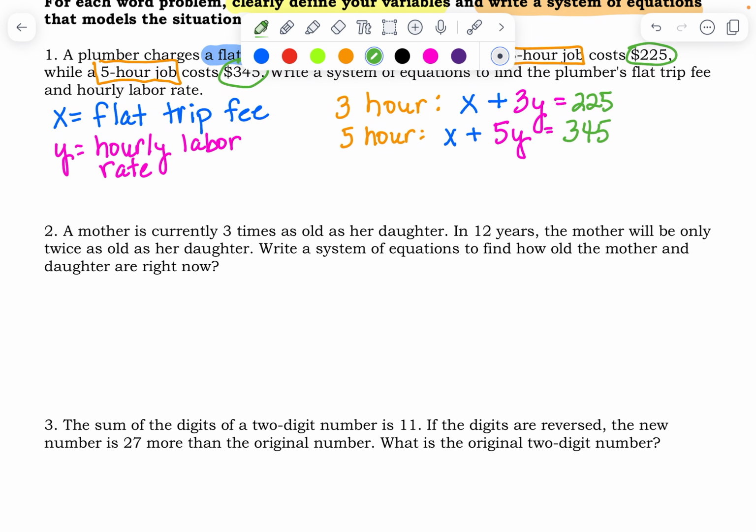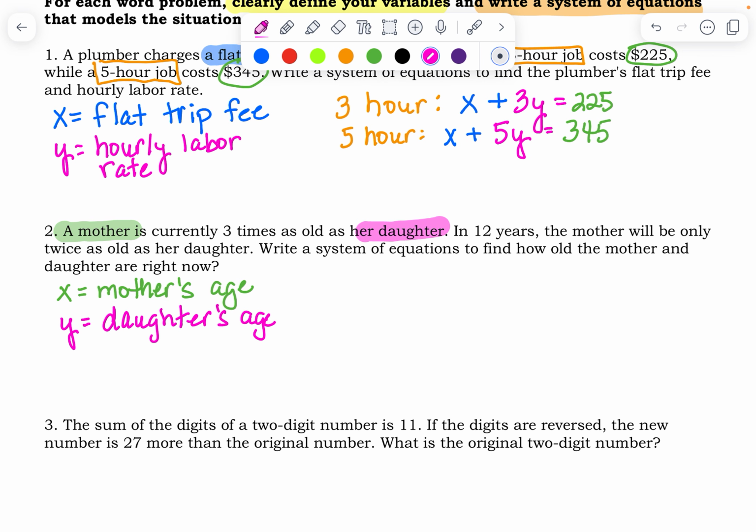Next one, a mother is currently 3 times as old as her daughter. So I'm going to start with the mother, and that is going to be my X. And then I'm going to let the daughter be the Y. And remember, you have to have some kind of defining. Show me which variables you're using for what.